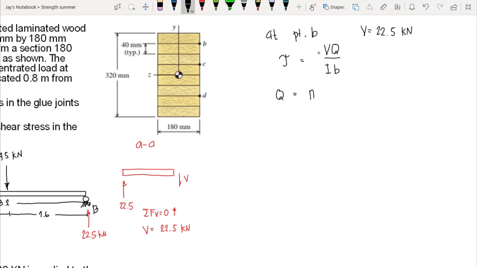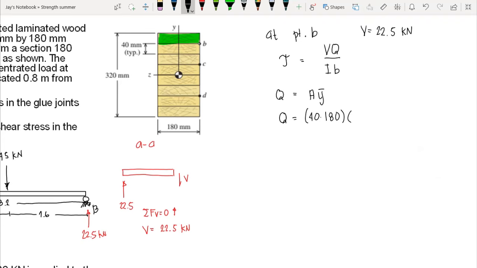Now we have to compute for our Q. Q is A times barred Y. Again, our A here is the area, and this area is above that point. Now if we have this our B at this point, then the area should be this one. So we have Q that is equal to the area of the shaded region, that is 40 times 180.